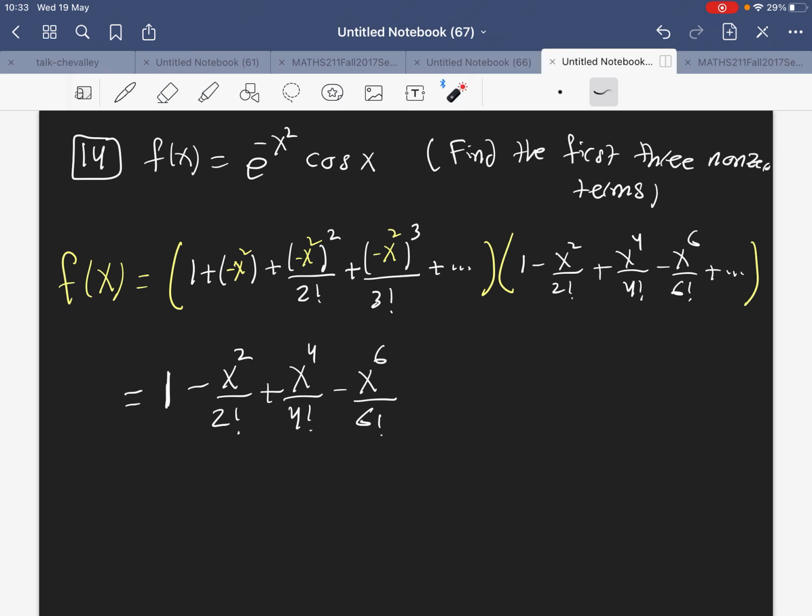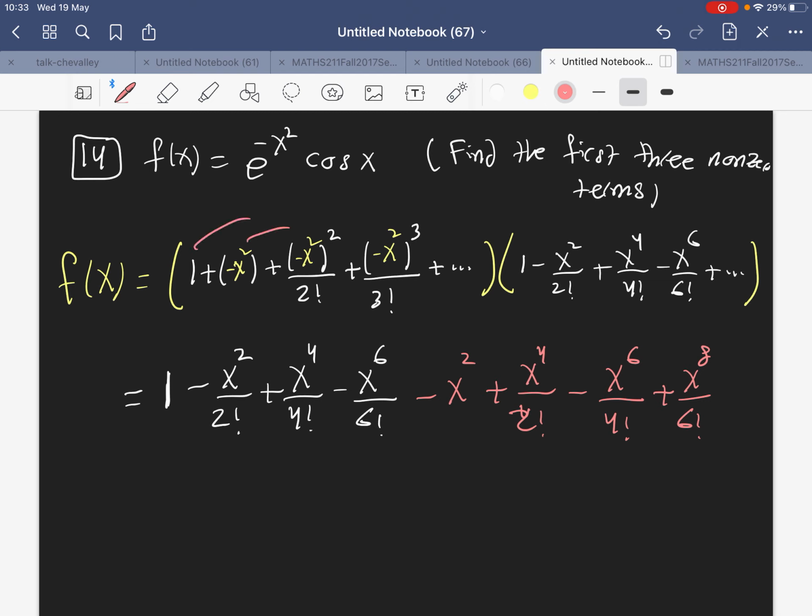Next one will be negative x squared with everything. So let me just do it in a different color so that we don't mess things up. So it will be negative x squared, and then it will be plus x to the 4 over 2 factorial, and then negative x to the 6 over 4 factorial, and then plus x to the 8 over 6 factorial. Now this one is finished. Maybe we will need the next one, I'm not sure, but let's see how many terms will survive up here.